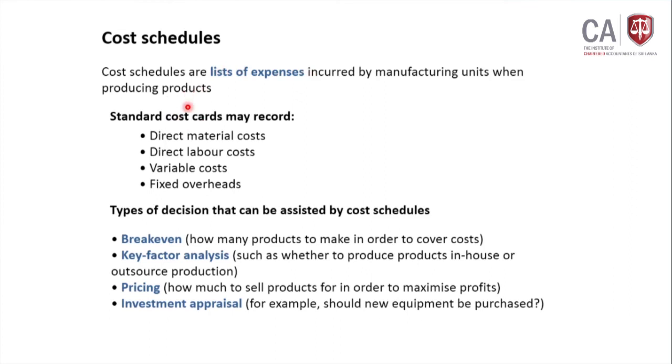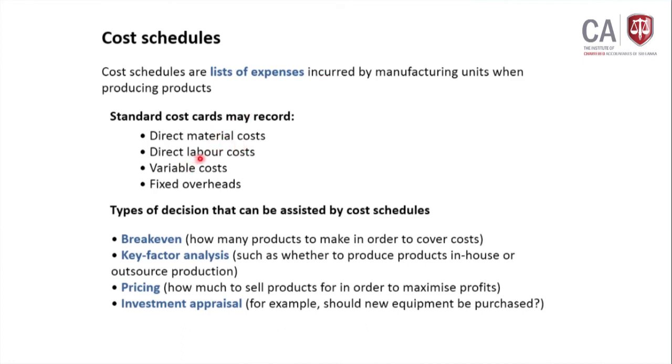The cost card will include, for a certain product, what the direct material cost is. The material cost will also be given. In order to produce a car, say an Audi car, there is a requirement for materials. So that cost will be scheduled here.